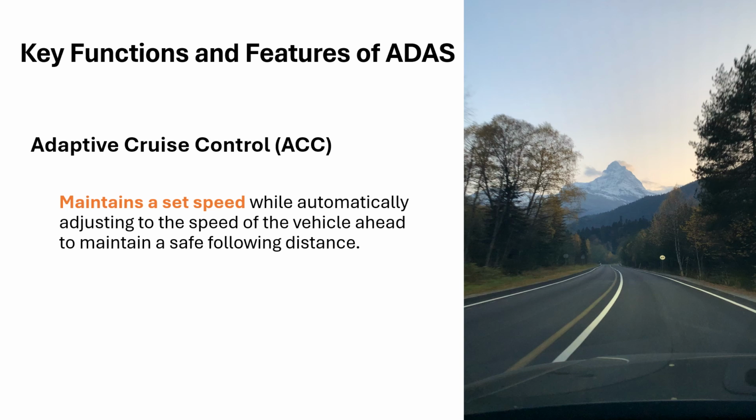So now let's look at some of the key functions and features of ADAS. The first one is adaptive cruise control. It maintains a set speed, automatically adjusting to the speed of the vehicle ahead to maintain a safe following distance.